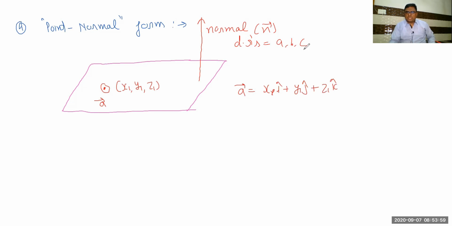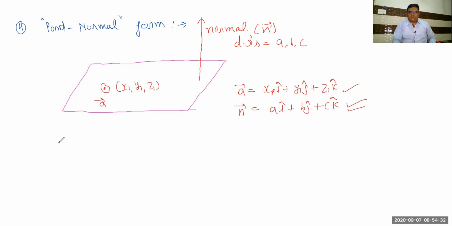And since direction ratios of normal are A, B, C, I can say that n vector is equal to A i cap + B j cap + C k cap. So this and this are telling us the relationship between coordinates of a point and the vector value of the point. And the second one is telling us the vector form of normal. It is telling us the relation between normal vector and its direction ratios.